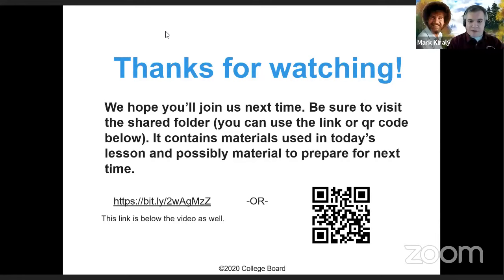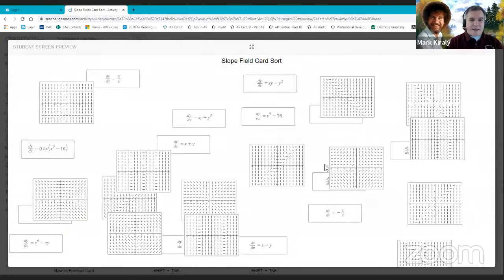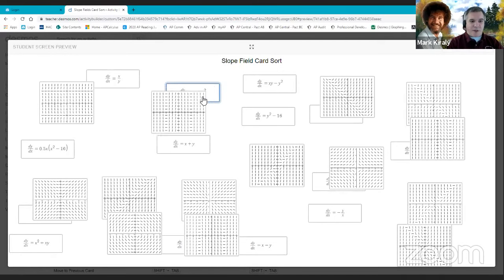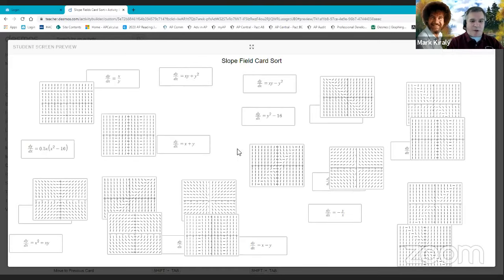I'm going to actually take over here for a sec again. This is also in the Dropbox. Are you seeing my Chrome window? Yep. Okay. There's a link to this, and if you look at where it says slope field card sort, you don't have to run this. Teachers, I think you can assign it if you're familiar with the Desmos classroom. But if you hit student preview, this has slope fields with equations, and you can drag and drop. And if you think these two go together, you can link them and set them to the side and later pull them apart.